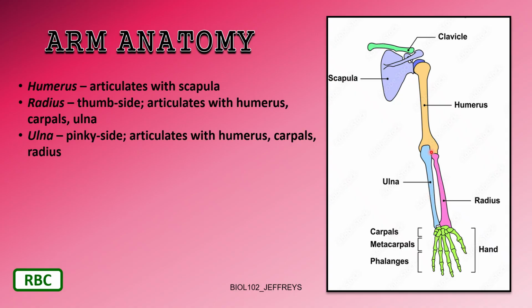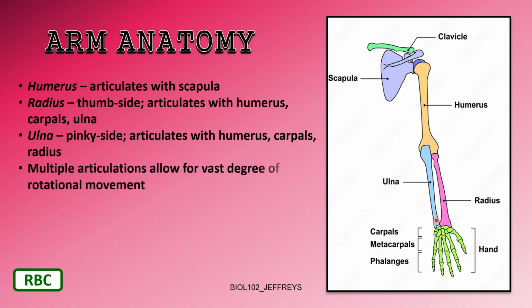Both the radius and the ulna articulate with the humerus, obviously, and articulate with the wrist bones. Wrist bones are your carpals. Now, by the way, the radius and the ulna articulate with each other as well. And you have all these articulations just in this section of your arm, and it's because of all of these articulations that you're able to twist your arm back and forth and move your wrist and do all sorts of intricate sort of rotational movements. It's because of all of those various articulations. You don't have that in the leg, as we'll see.